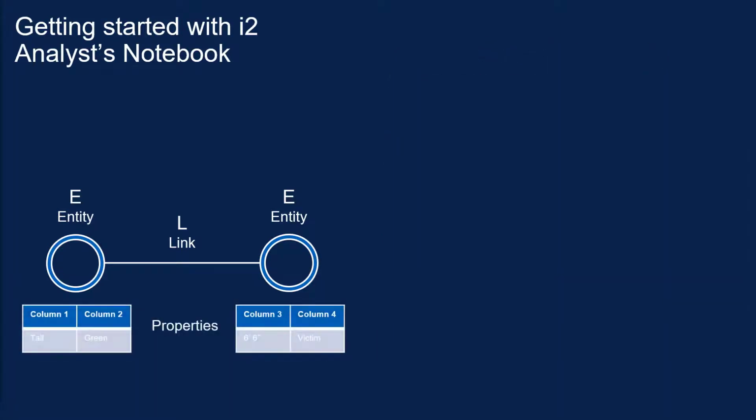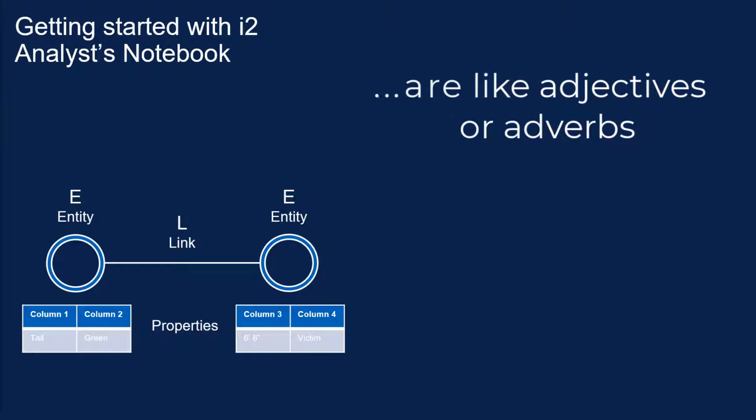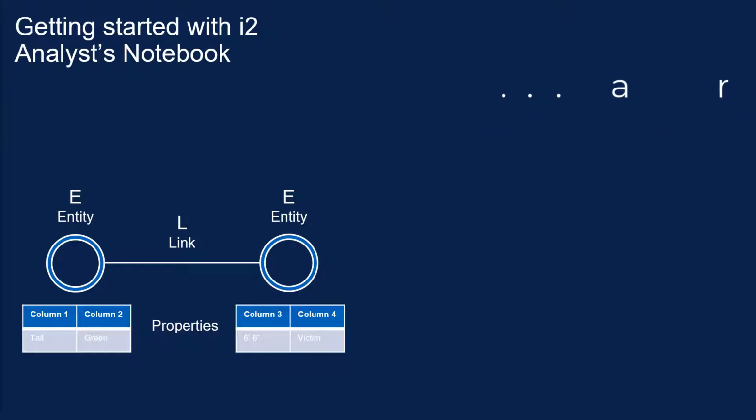The P of ELP is for properties. In Analyst Notebook, properties are stored as attributes. These attributes or properties are used like adjectives or adverbs in that they describe the qualities for both entities and links. When used in an Analyst Notebook chart, they provide details about an entity or link. Each attribute or property contains a single piece of information about that item.